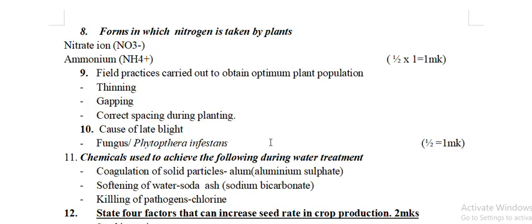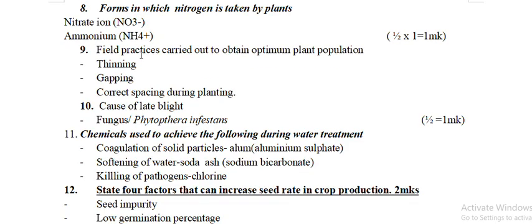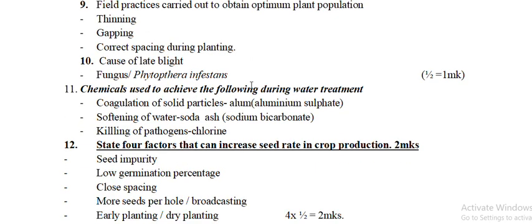Question 8, state the forms in which nitrogen is taken by plants. The first one is through the nitrate ions. Then also we have ammonium ions. Question 9, state the field practices carried out to obtain optimum plant population. We have thinning, gapping, and correct spacing during planting.